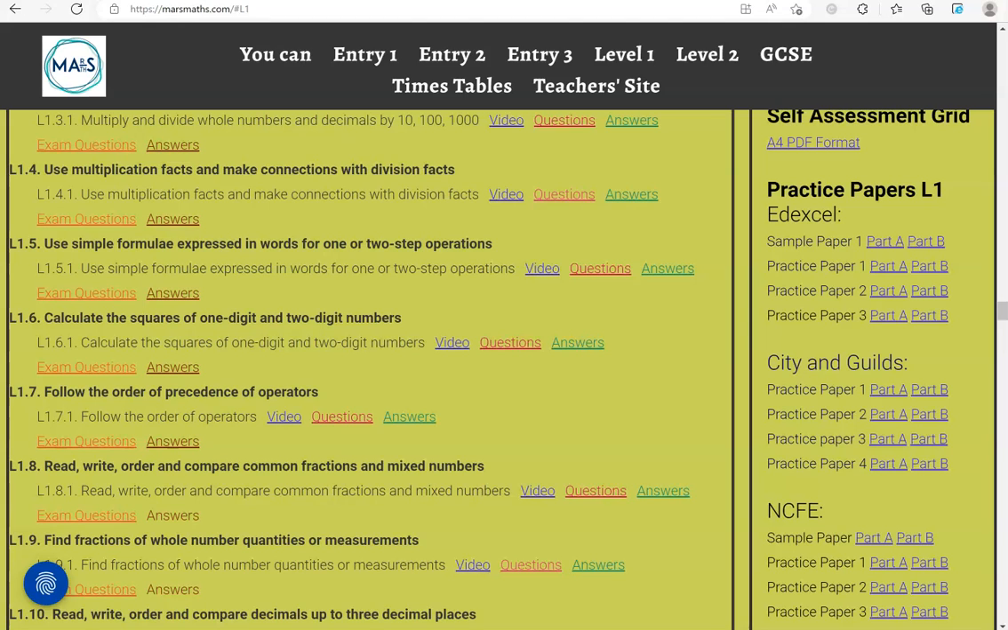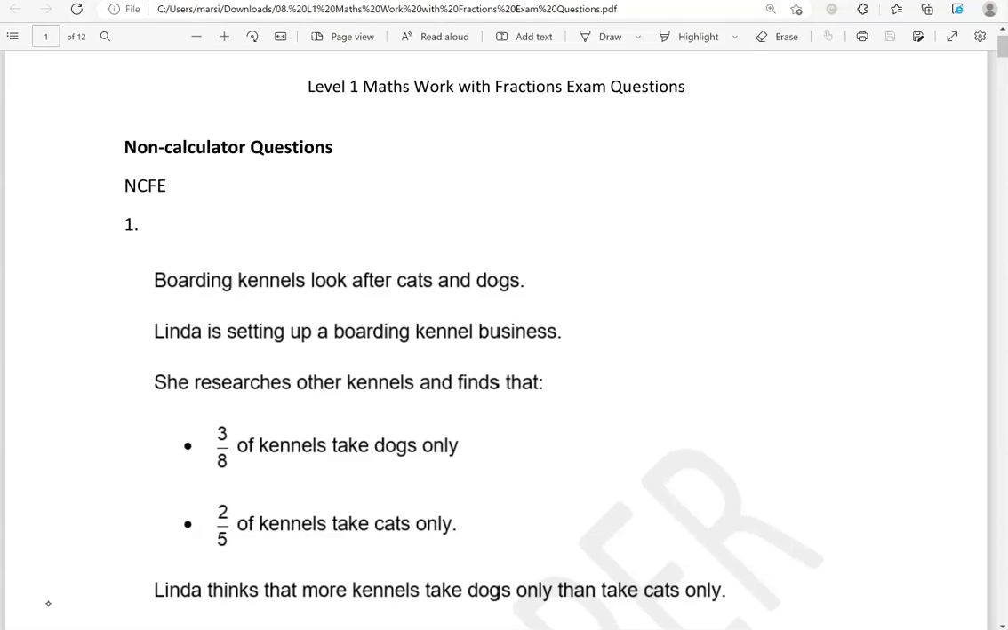In this video, we'll go through exam questions that cover the criteria read, write, order and compare common fractions and mixed numbers. You can locate the questions on the mathsmaths.com website under level 1. The questions come from different exam boards. We'll start with the non-calculated questions and then we'll move to the calculated questions.